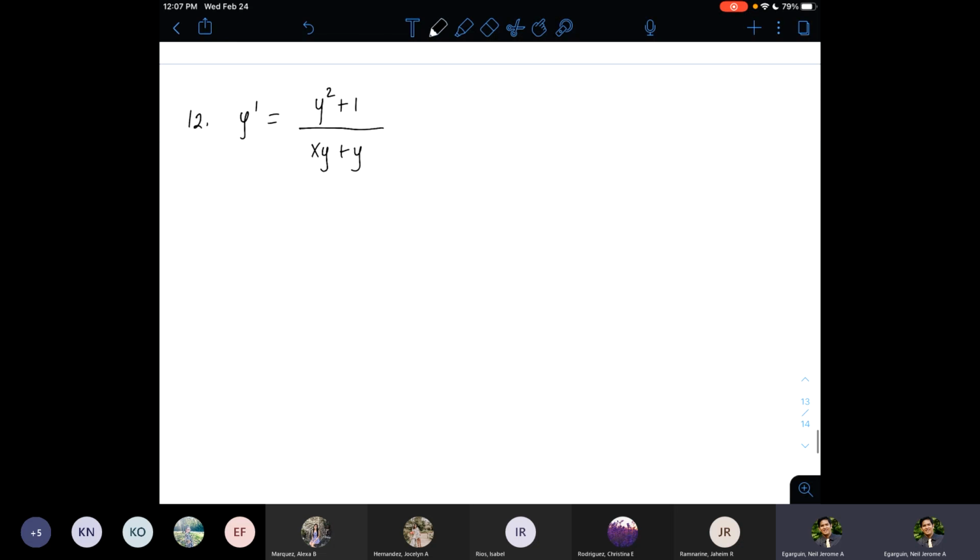solution here. Again, write the derivative in terms of the Leibniz notation, because that is the form that we want for the separation. And then let's start the separation also on the right side.